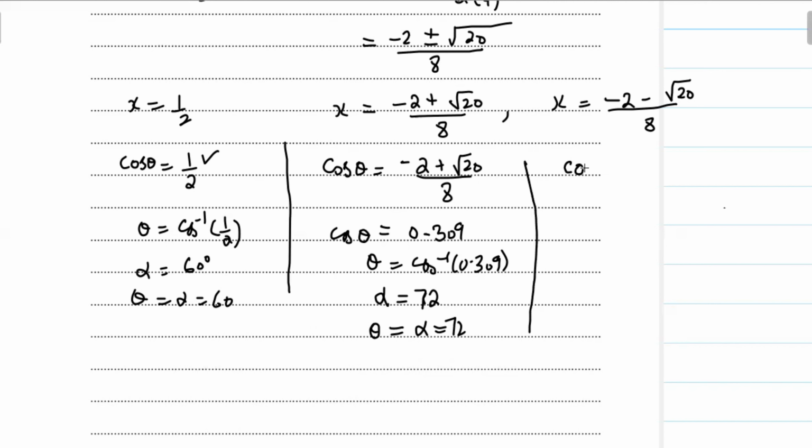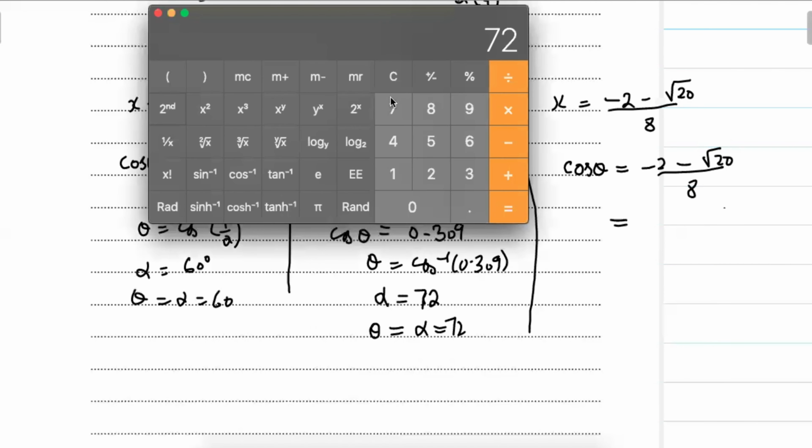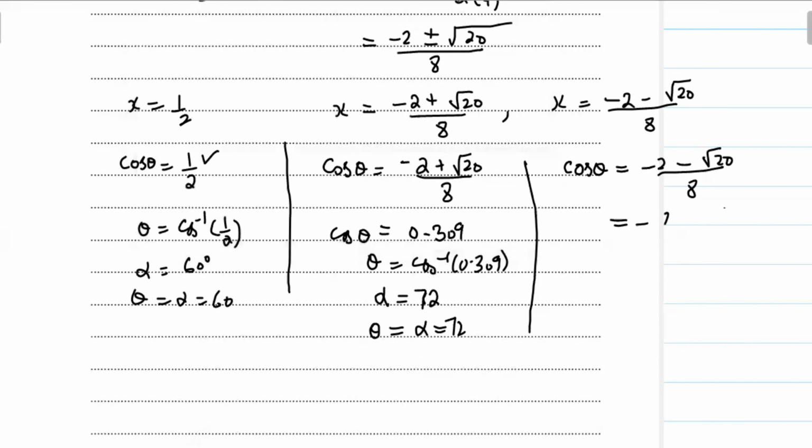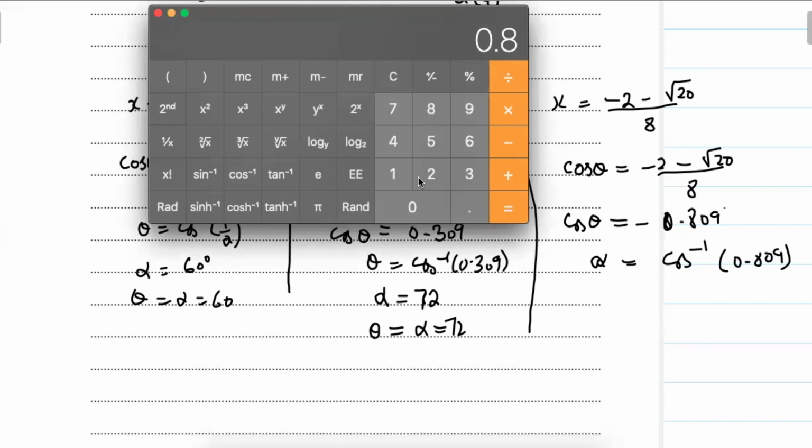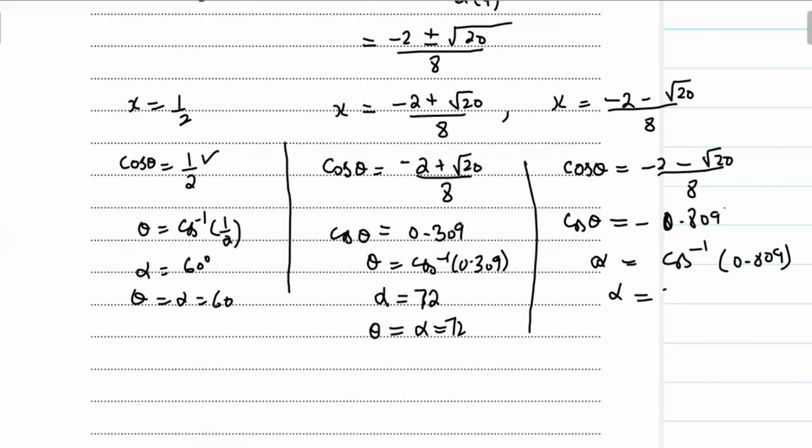And for the next equation, you see here cos theta will be equal to minus 2 minus square root 20 over 8, and we can write it as minus 6.4 divided by 8, we get minus 0.809. For the acute angle value, alpha equal to cos inverse 0.809, and this value equal to 36 degree. We write alpha equal to 36 degree.